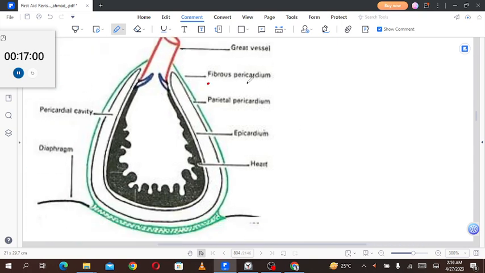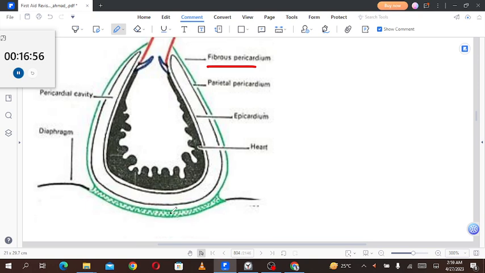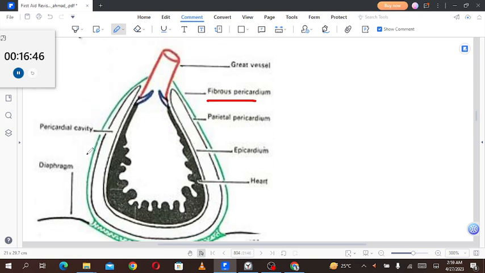The fibrous pericardium is encasing the heart completely. It is tethered to the diaphragm as well, by a ligament, I guess the pericardiophrenic ligament, or the central tendon of the diaphragm. This is also encasing the base of the great vessels, for example the aorta. So the base of the great vessels is also covered by the fibrous pericardium. Got it? Then we have the serous pericardium, the serous lining.